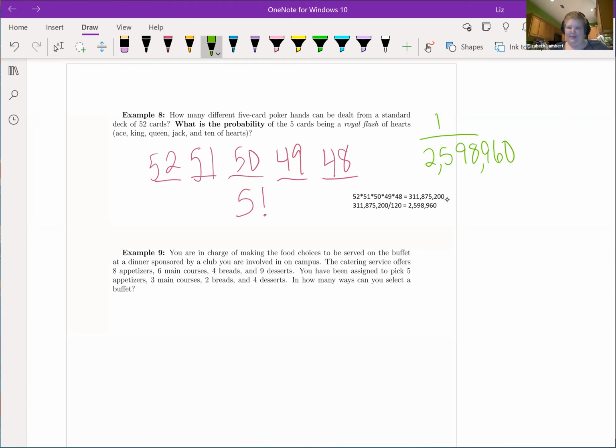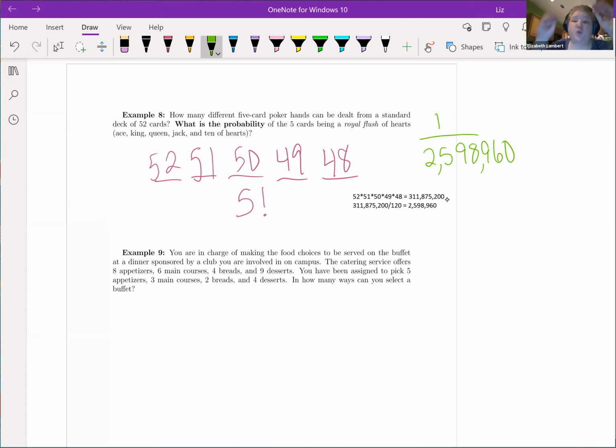Food, on the other hand, you are in charge of making the food choices to be served on the buffet at a dinner sponsored by a club you are involved in on campus. The catering service offers 8 appetizers, 6 main courses, 4 breads, and 9 desserts. You have been assigned to pick 5 appetizers, 3 main courses, 2 breads, and 4 desserts. In how many ways can you select a buffet?